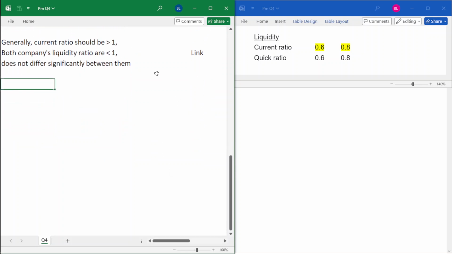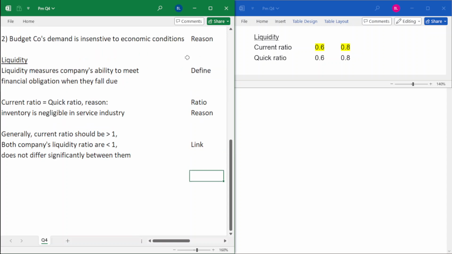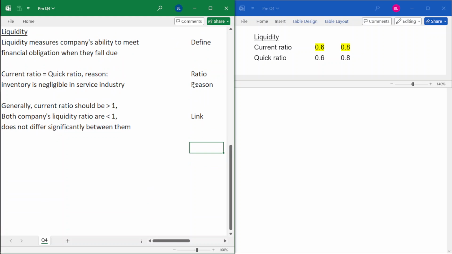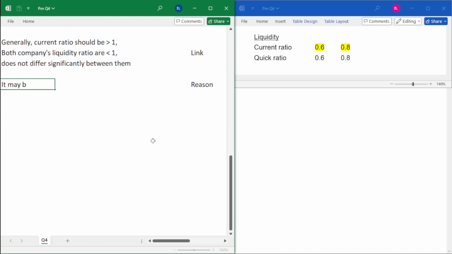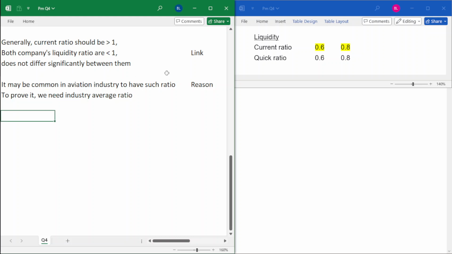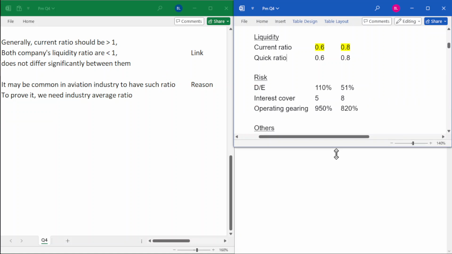Link. Actually, maybe we can put a reason. It may be common in the aviation industry to have such a ratio, because both are common, right? So how do we know? To prove it, we need the industry average ratio. Okay, so I think we are done already.